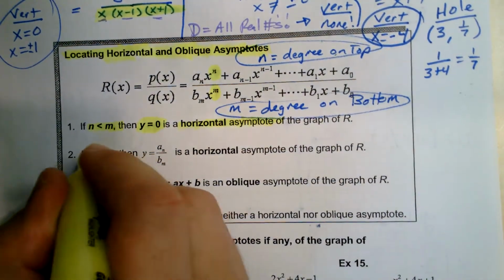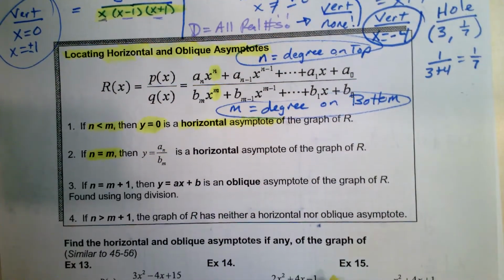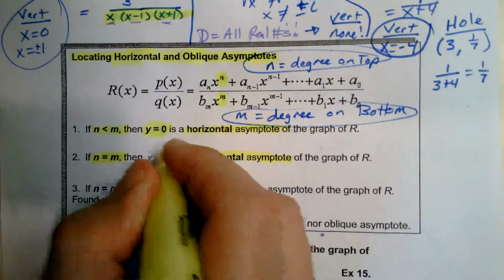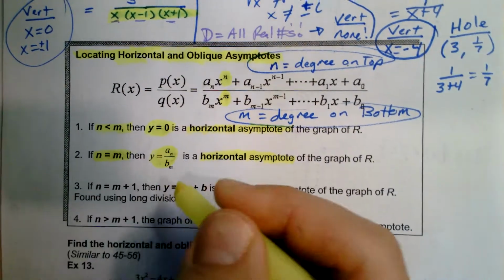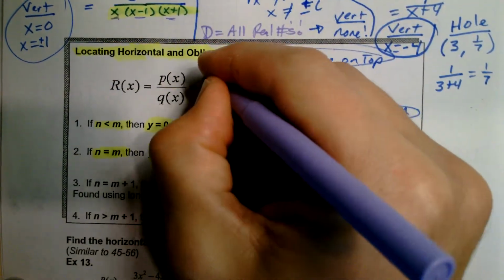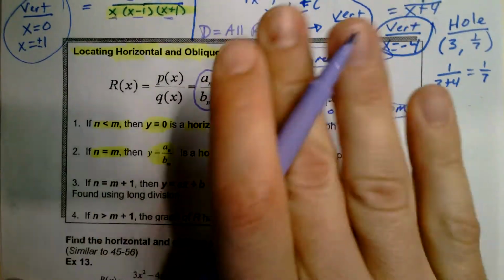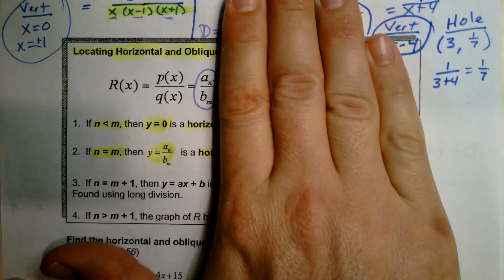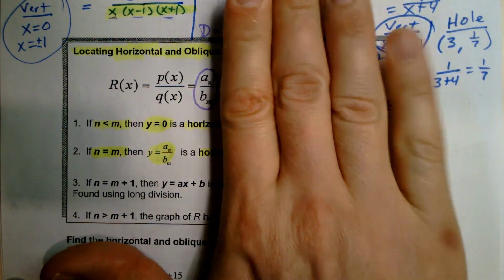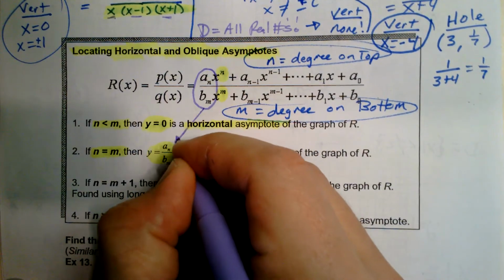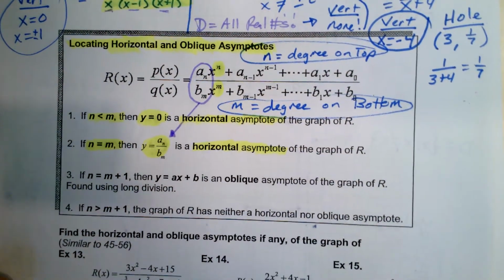If the degree on top is equal to the degree on the bottom, n is equal to m, then we're going to have a horizontal asymptote, and that's going to be at y equals a over b. Now, everybody freaks out. They go, what is a over b? A over b is just your leading coefficients on top. Basically, just cover up everything, and whatever the first two numbers on top and bottom are, that's your horizontal asymptote. I'll explain that here in a sec. So that's this a over b thing. Okay?